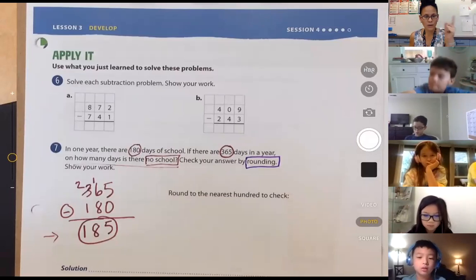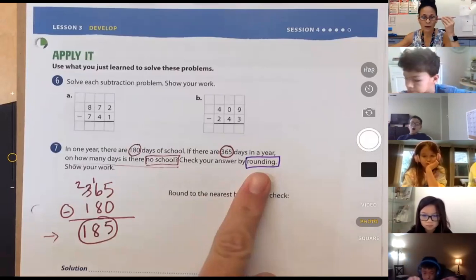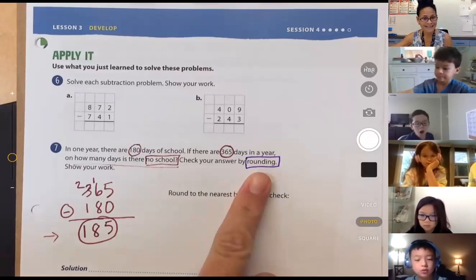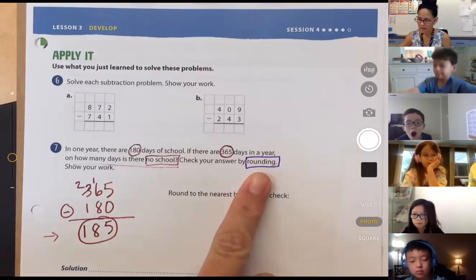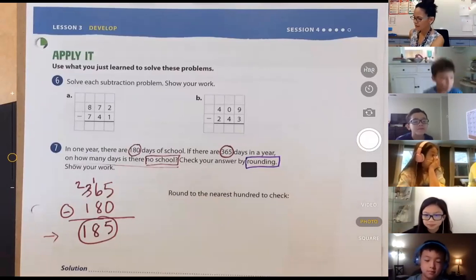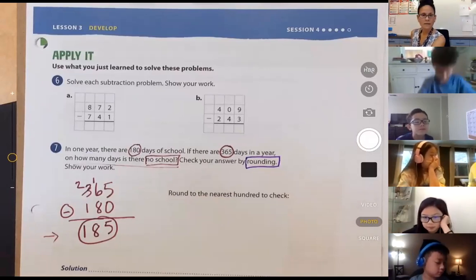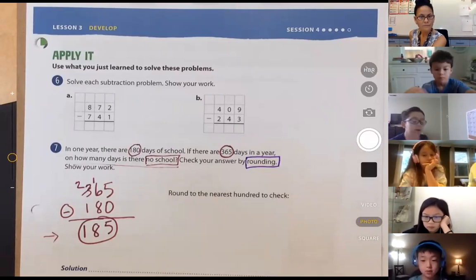Remember, answer the questions being asked. That's what our close read is. That big purple box is going to refresh your brain. Uh-oh, not done. So it's asking you to round to the nearest 100 to check. So could we have done that? Absolutely. How? I'm going to show you.